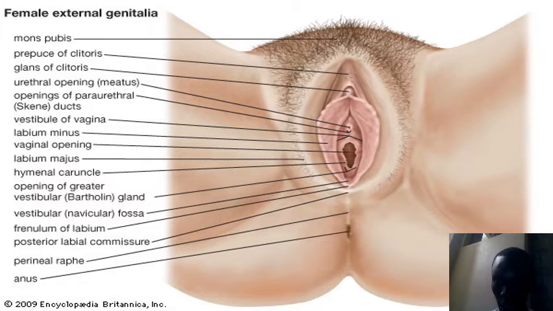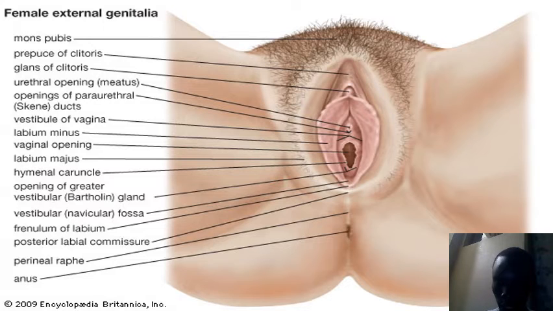In between the labia minora, we have a boat-like depression. When you see this structure, it is boat-like in shape. So it is called the vestibule, and within the vestibule there are openings. One of the main openings is the vaginal opening. At the sides of the vaginal opening, we have the openings of the vestibular glands, or the Bartholin ducts.